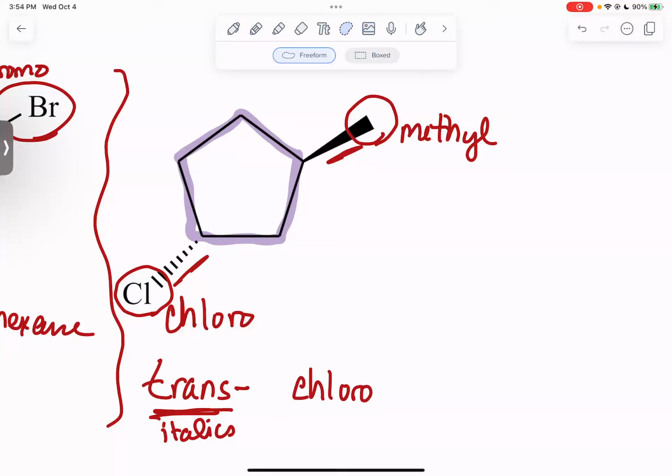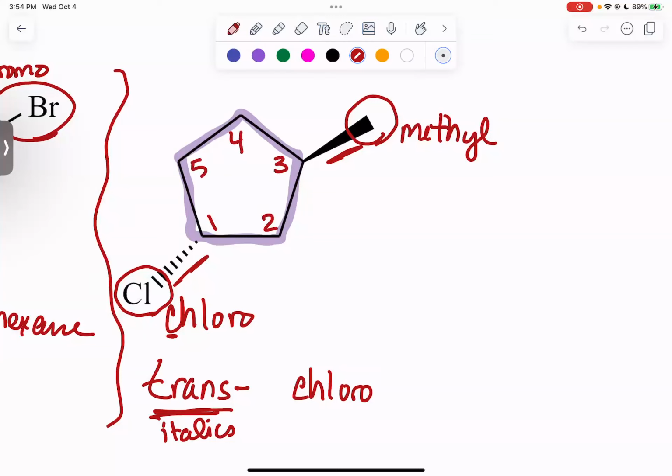Now, I missed something there, right? I have to give it some numbers. So what numbers am I going to give? Well, either the chlorine or the methyl is going to get a 1. How do I know which one to give a 1 to? The one with the lower letter alphabetically. So chlorine gets 1. Then I have to decide which way to go around the ring. To give the methyl the lowest number possible, I have to go this way.